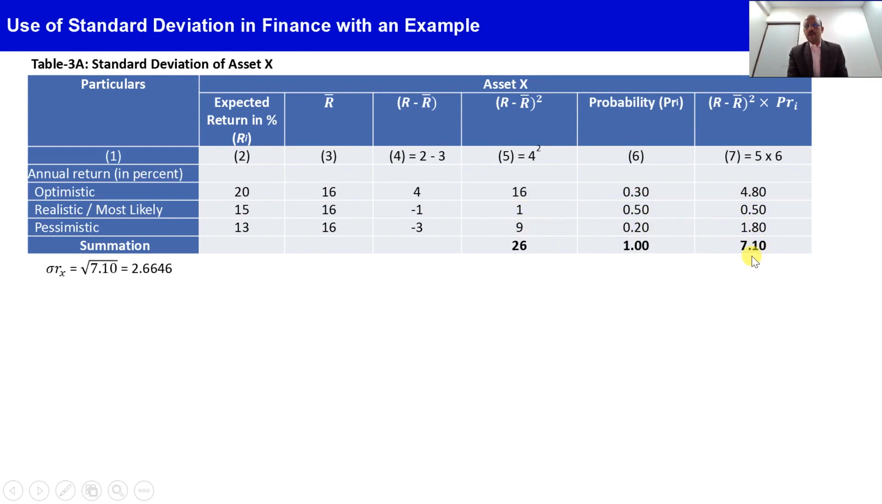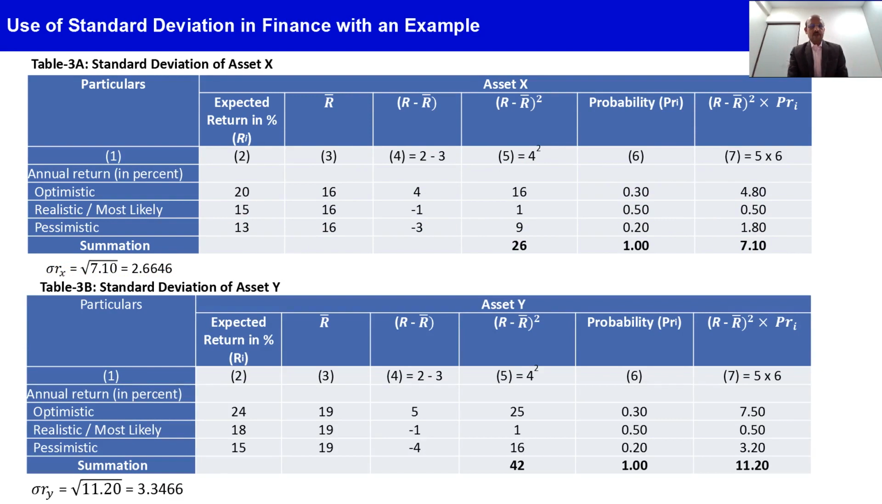So the total of (R minus R bar) squared times the respective probability comes to 7.1, and when we take the under root of this 7.1, we get sigma Rx equals 2.6646. It means that the variability, the average standard deviation of getting return from X, is 2.6646.